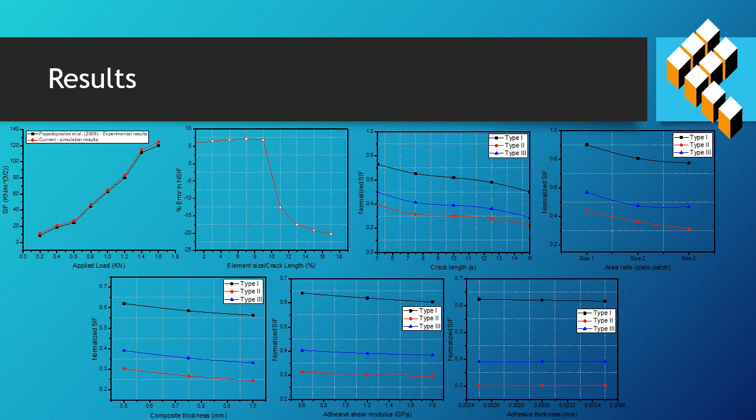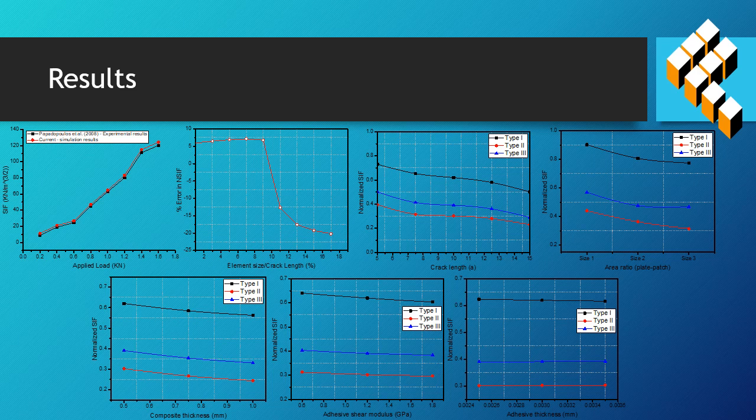As you can see, the next figure shows the effect of crack length on the normalized SIF. Normalized SIF here means the SIF repaired divided by the SIF unrepaired. So whenever the crack length is changing, the normalized SIF is going down.